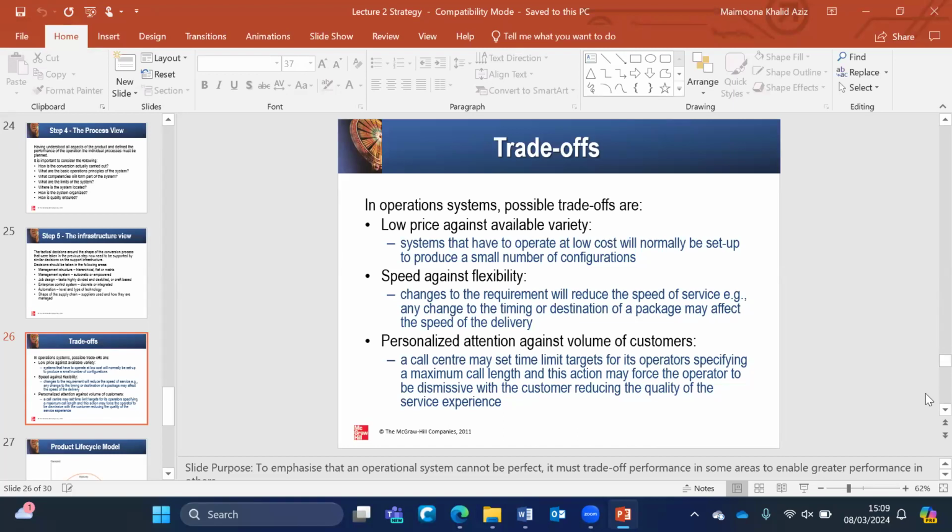Then they're saying it's either speed or flexibility. That means either you can ensure delivering fast or you can ensure flexible delivery that could change. Then it says either you can give the customers personalized attention or you can handle a lot of customers. So basically, if you have a lot of customers to deal with, you won't be able to give them attention one-on-one, and you won't be able to spend a lot of time dealing with each one because you will be in a rush to move on to the next customer.